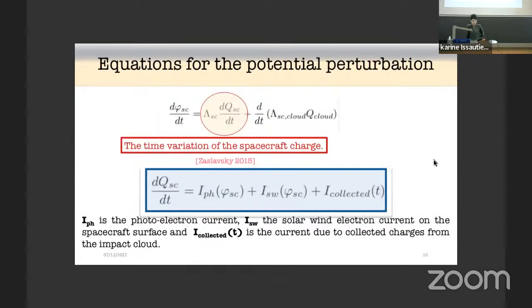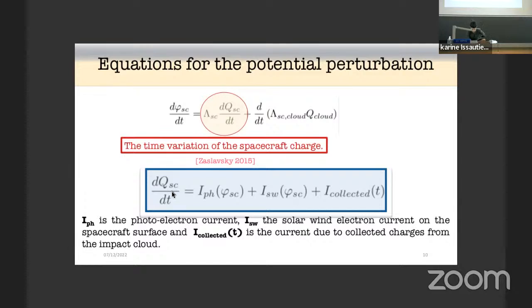And what we did is, from all of the above, we obtained an equation of the potential perturbation. This equation is probably known to some people, because it's mentioned in the Zaslavsky paper from 2015. But he used just the left part of the equation, and he presented it as the time variation of the spacecraft charge. So he actually tried to explain that all the charging that is happening is due to the electrons from the cloud.